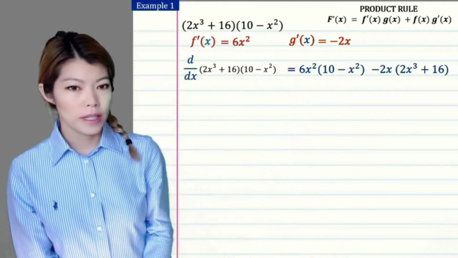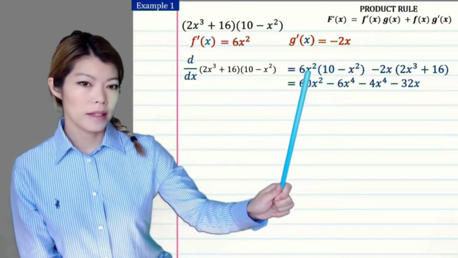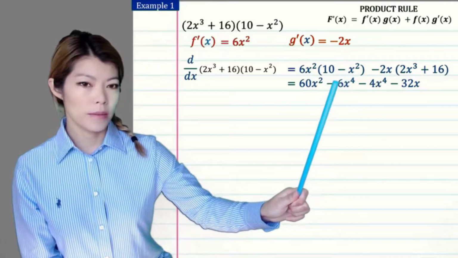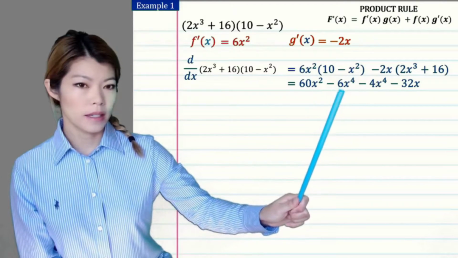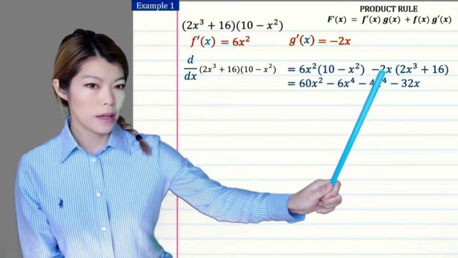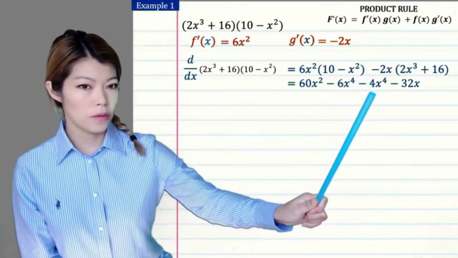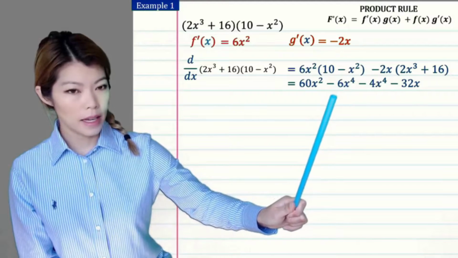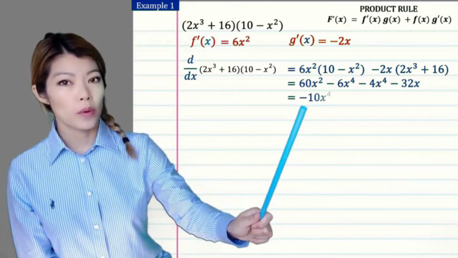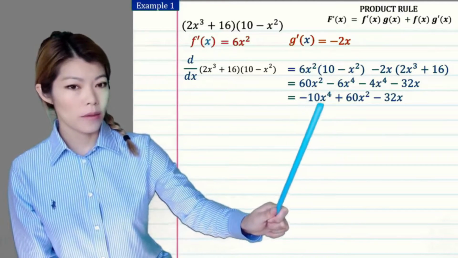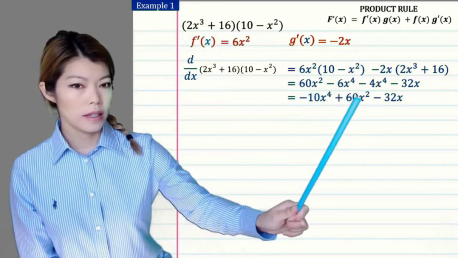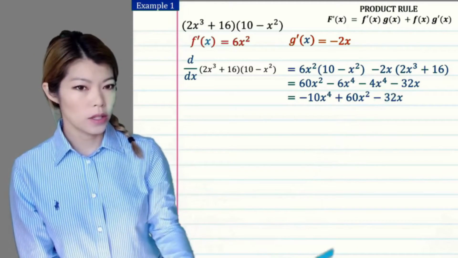And now of course you expand. So 6 times 10, 60. 6x squared times minus x squared is minus 6x to the power 4, and expanding those we get that. Now collecting like terms, we have minus 6 and minus 4, so that's minus 10x to the power 4, and remember we like to put things with the highest power first, so then 60x squared and then minus 32x.